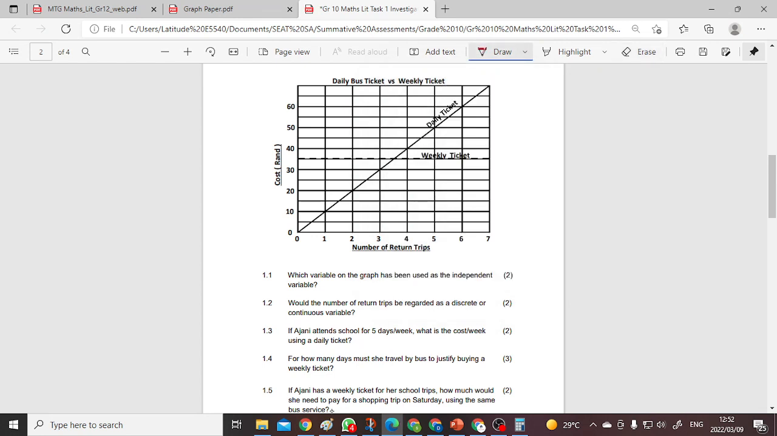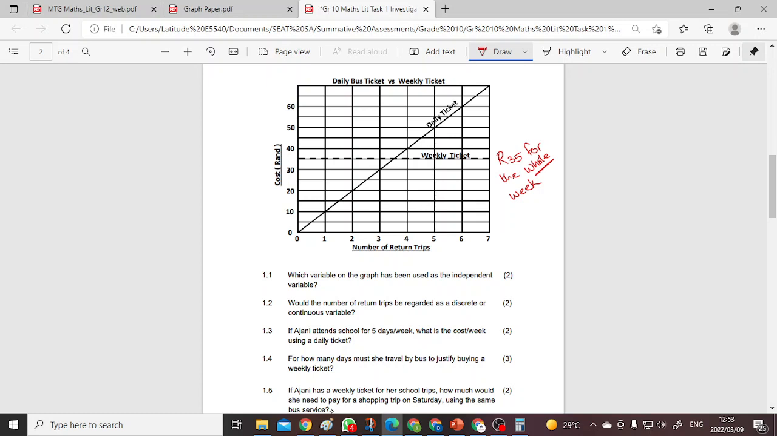If Ajani has a weekly ticket for her school trips, now remember, weekly ticket, I pay 35 Rand for the whole week. Doesn't matter how many days I travel, I pay one price. That's it. Okay? So, how much would she need to pay for a shopping trip on a Saturday using the same bus service? There, I answered your question already.